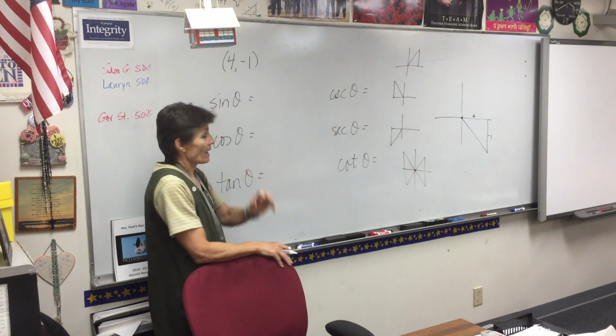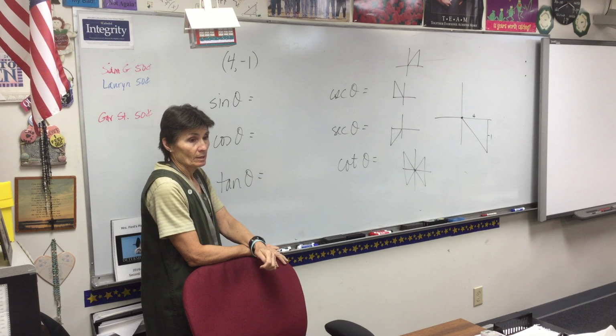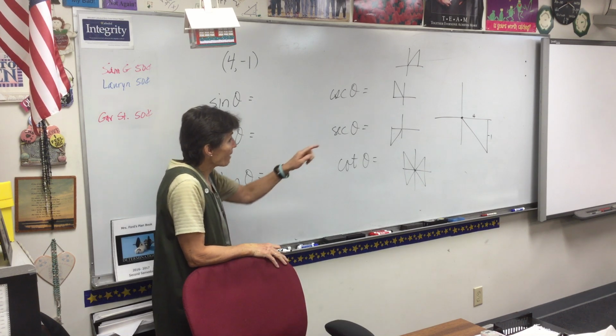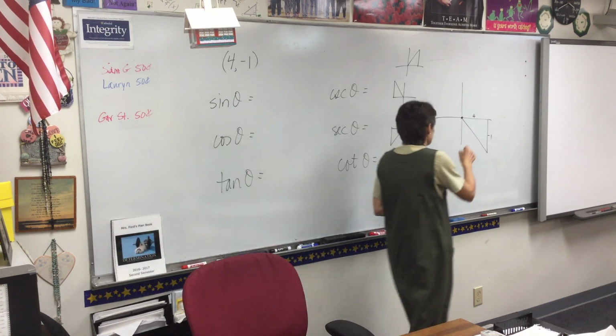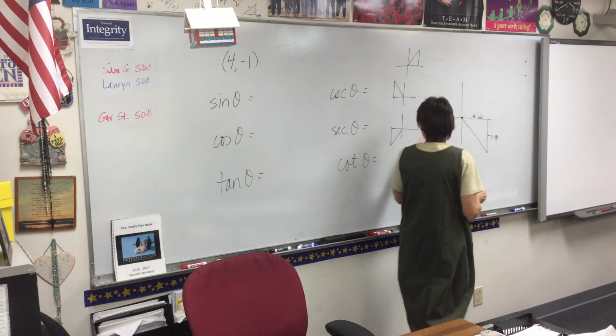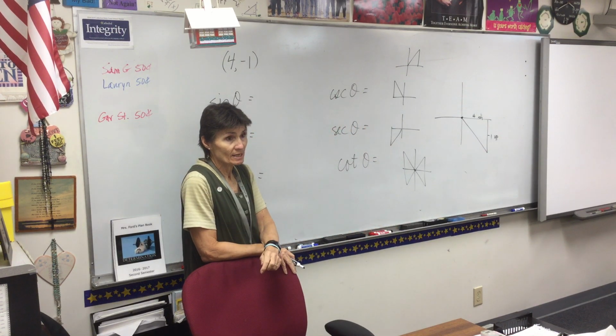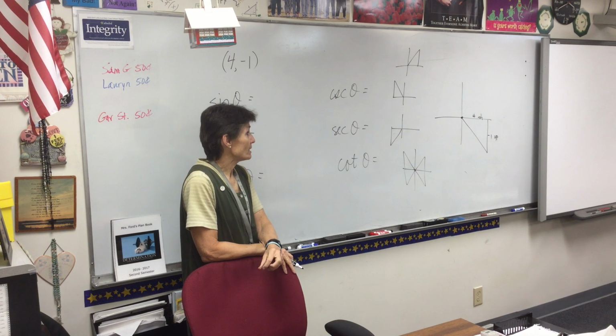All right, so now what happens? We've got our picture drawn, plotted the point (4, -1). Now what happens? Well, we have the adjacent side and the opposite side. So we could actually fill in some of this, but we can't fill it all in until we also have the hypotenuse, right? So what do I need to do to get the hypotenuse?